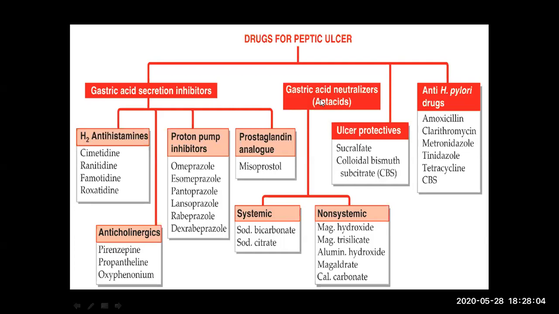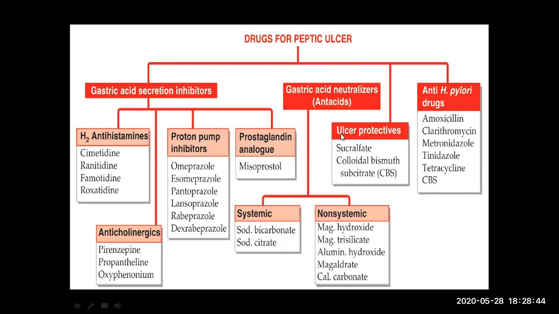The second group of drugs, which neutralize the gastric acid, also known as antacids, are divided into two types, systemic or non-systemic, based on the type of action in the body. The systemic antacids act systemically. Examples are sodium bicarbonate and sodium citrate. The non-systemic antacids have only local action. They are not absorbed systemically. Here we have magnesium hydroxide, magnesium trisilicate, aluminum hydroxide, magaldrate, and calcium carbonate. This non-systemic type of antacids is commonly used because they have minimal adverse effects.